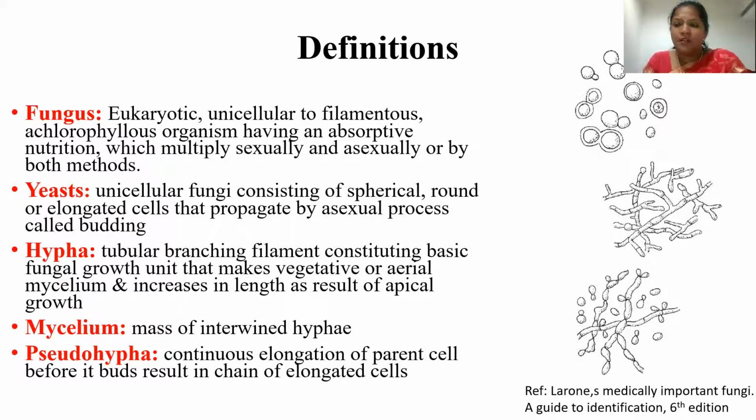Then you should know what is vegetative mycelium and aerial mycelium. Vegetative mycelium means the fungal hyphae which are embedded in the culture medium. These are responsible for the absorption of nutrition. And another is aerial mycelium. These are above the culture medium, and they bear conidia. And you should know what are pseudohyphae. Pseudohyphae are produced by the budding cell, but there is an elongation of a parent cell before it buds, and as a result, it results in a chain of elongated cells. That's why it is called pseudohyphae.